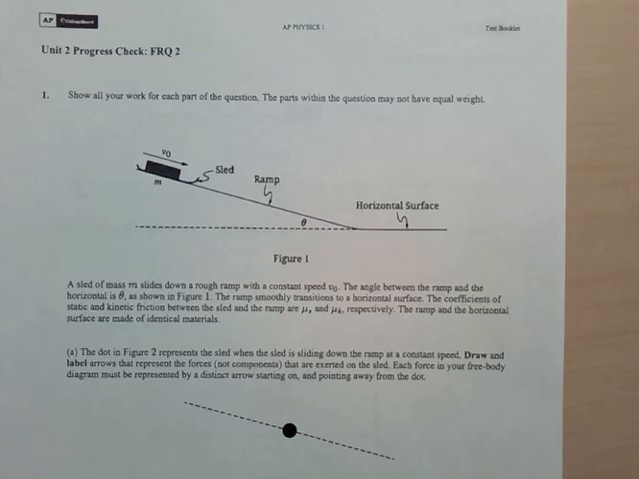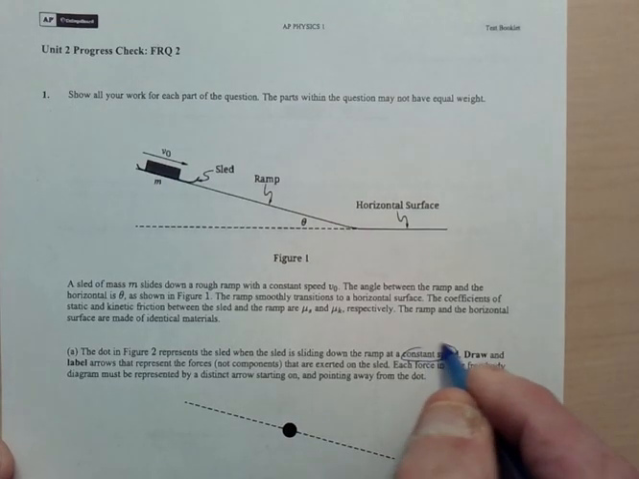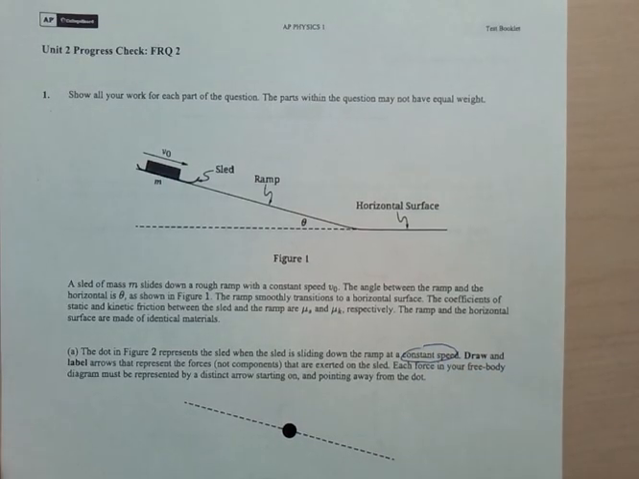We have a sled of mass m sliding down a rough ramp with a constant speed of v initial. The angle between the ramp and the horizontal is theta, as shown above. The ramp smoothly transitions to a horizontal surface. The coefficients of static and kinetic friction between the sled and the ramp are mu s and mu k, respectively. The ramp and the horizontal surface are made of identical materials. The dot in figure 2 represents the sled when it's sliding down the ramp at a constant speed. That is critical information, because now we know there's no acceleration.